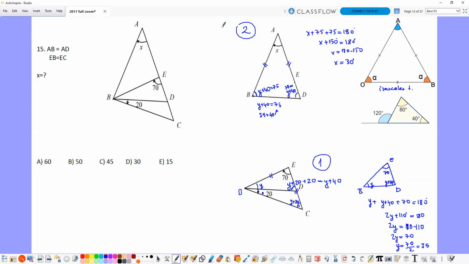So this is the second part, I only wanted to mention that one here. This is the first part. This is the second part of the question. Okay, let's continue with the 16th question.